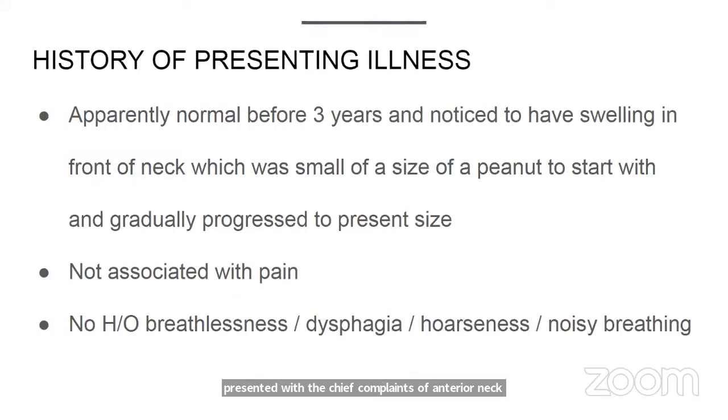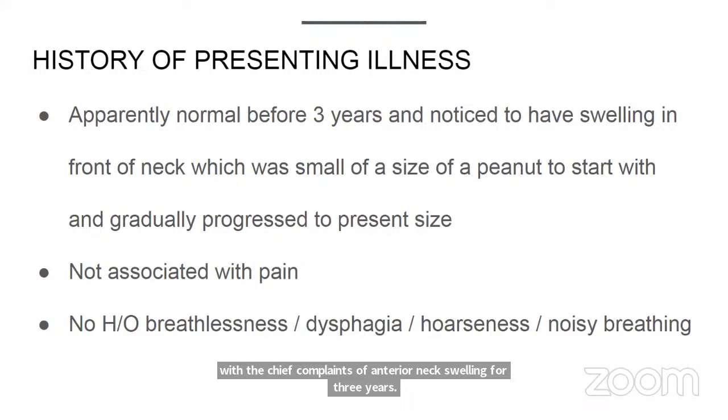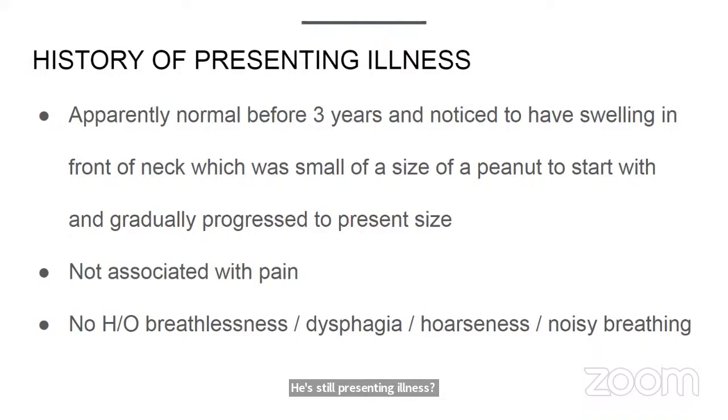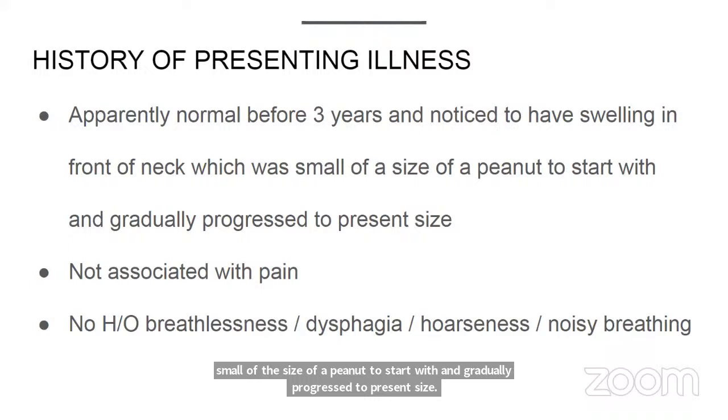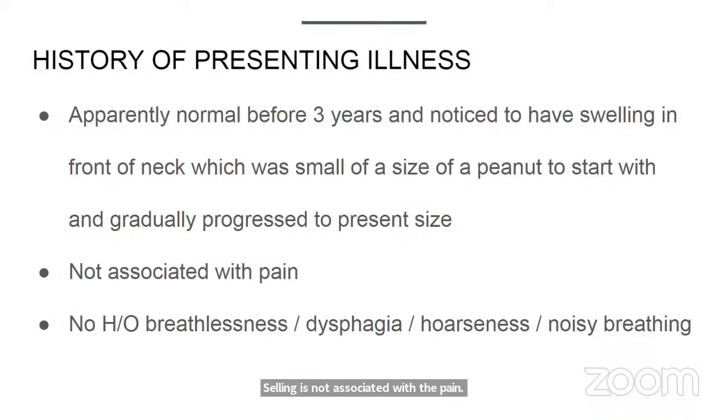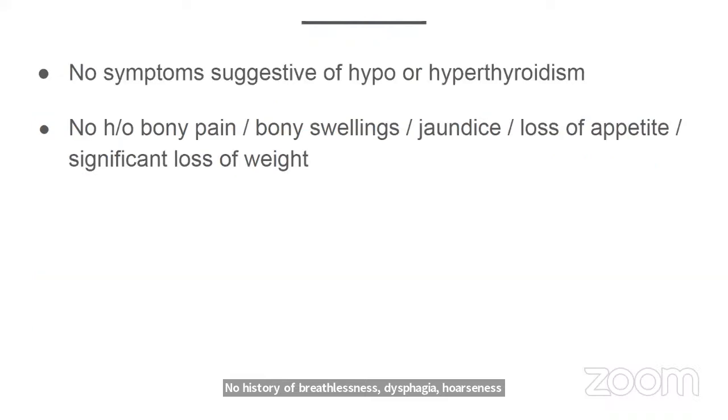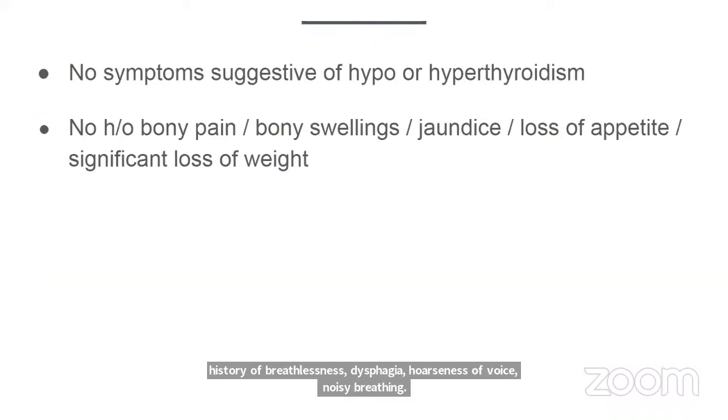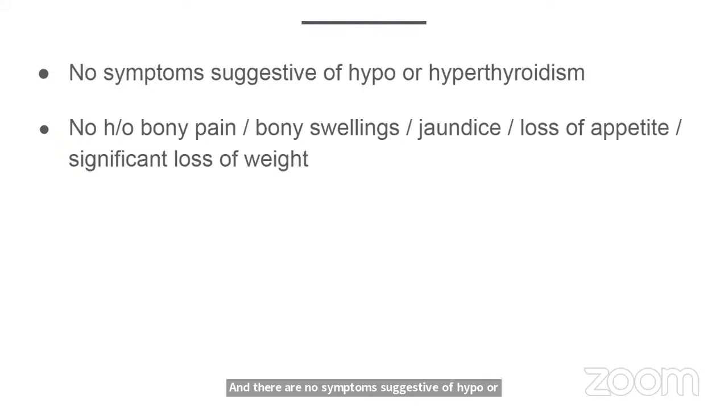History of presenting illness. Patient was apparently normal before 3 years and noticed swelling in front of neck, which was small, the size of a peanut to start with, and gradually progressed to present size. Swelling is not associated with pain, no history of breathlessness, dysphagia, hoarseness of voice, noisy breathing, and there are no symptoms suggestive of hypo or hyperthyroidism. No history of bony pain, bony swellings, jaundice, loss of appetite, or significant loss of weight.